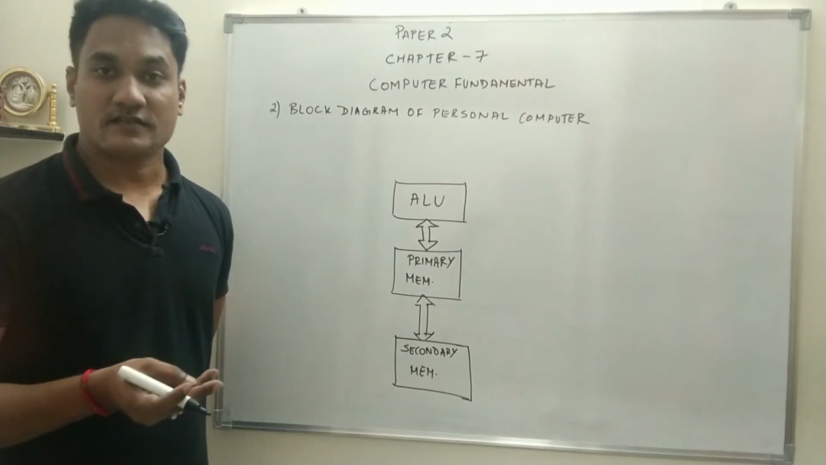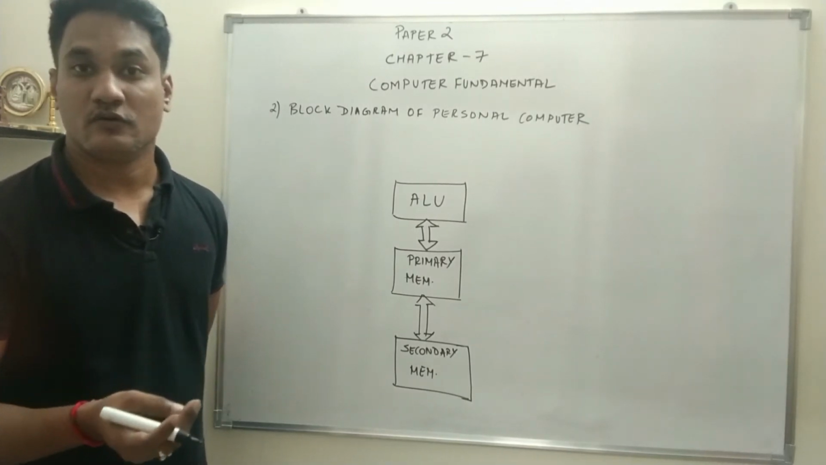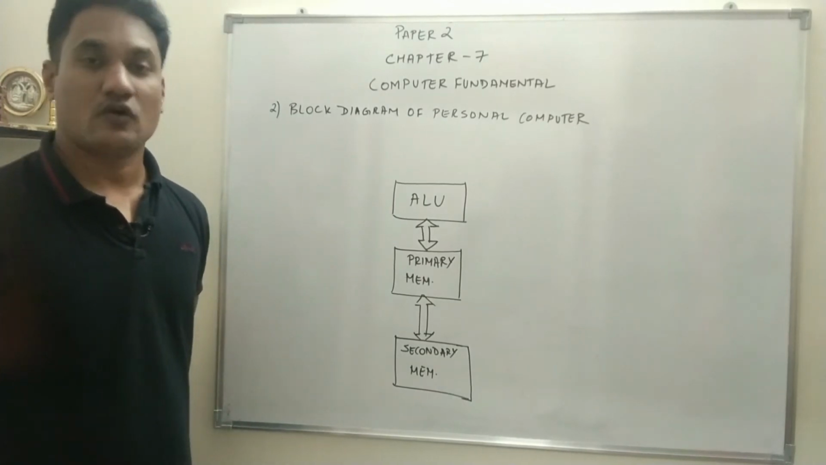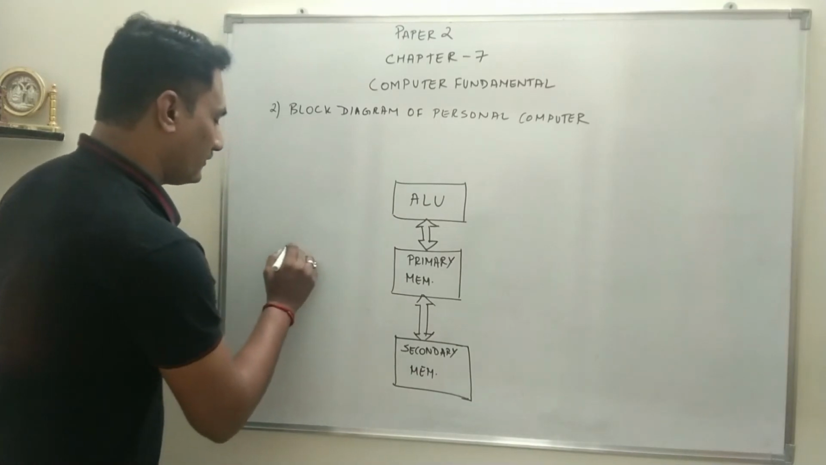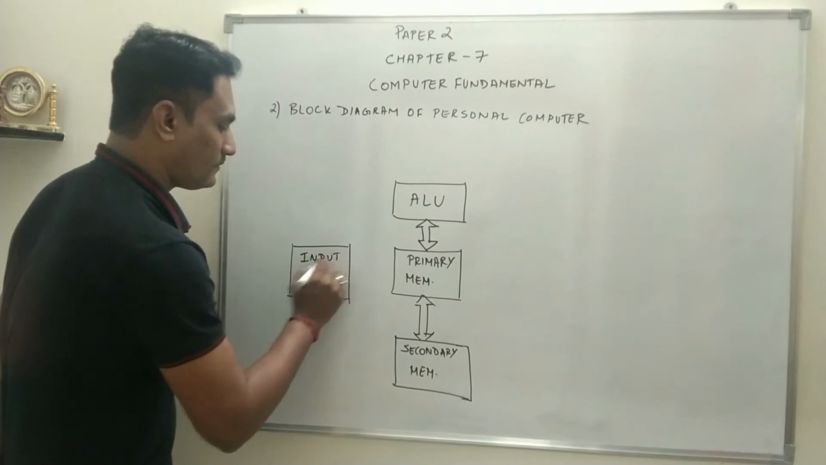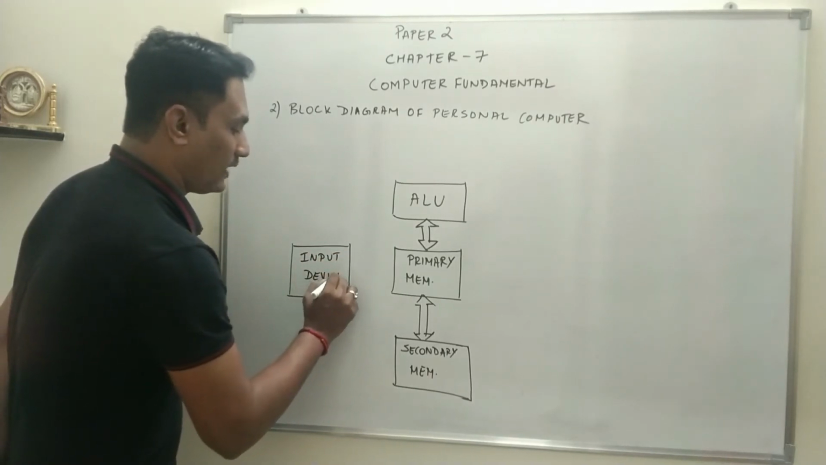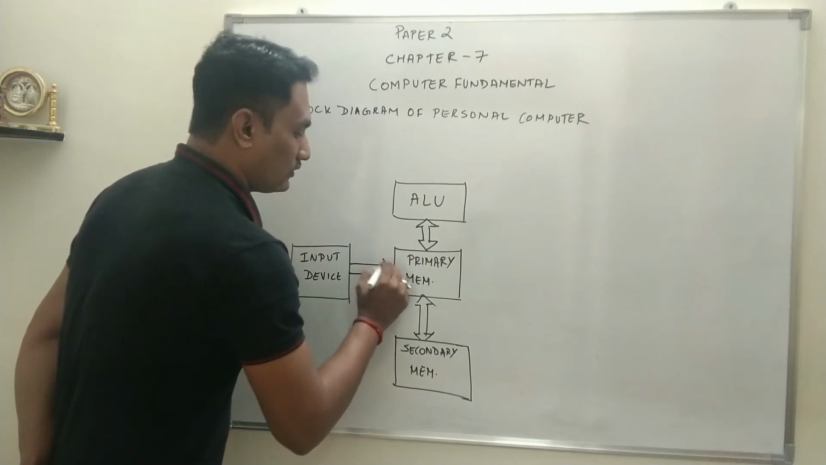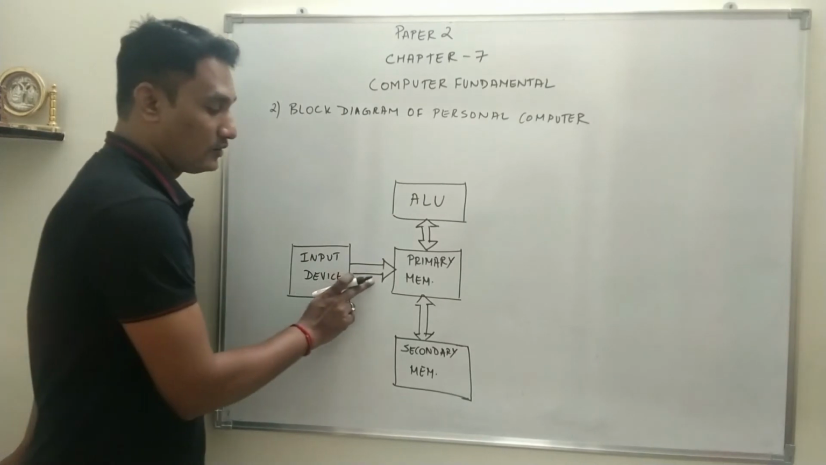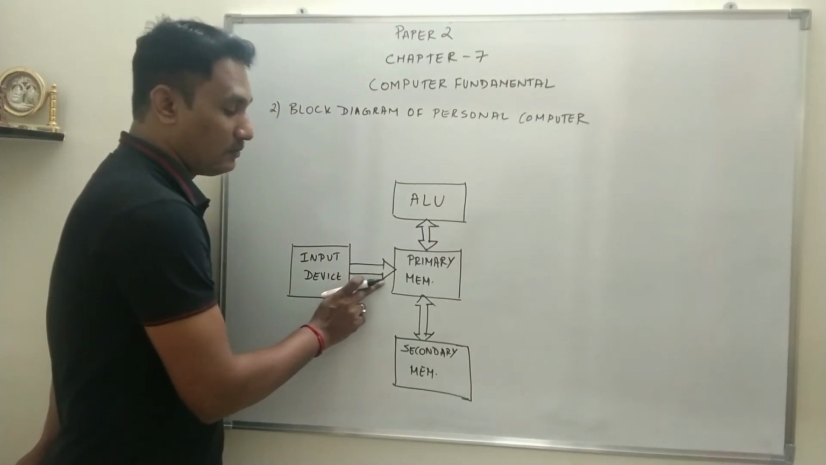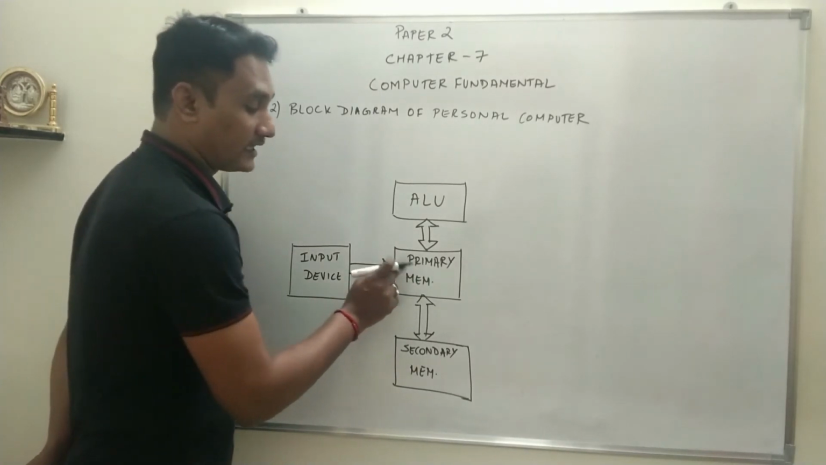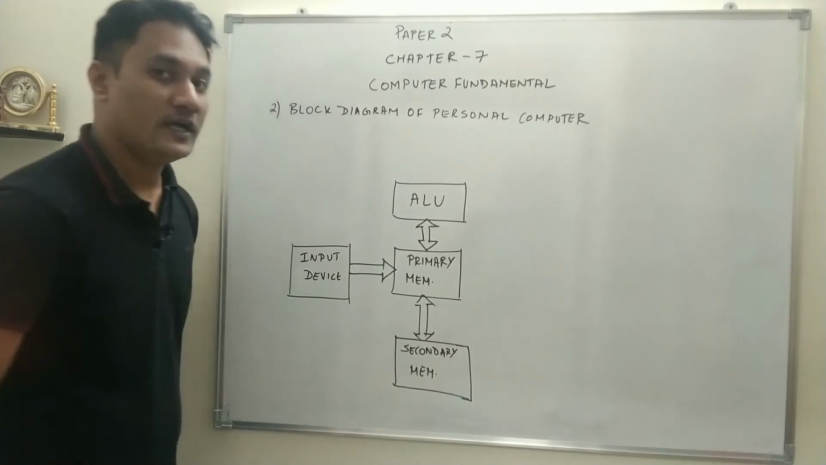And then suppose you are playing a game, the input can be given through a joystick, right? You used to play a game. So all these are called input devices. The input device will provide data to the primary memory, and from primary memory it will go to the arithmetic logic unit. Here you can see the arrow mark is in only one direction. That means data can only be transferred from input to primary memory, and data cannot be transferred back from primary memory to the input device.